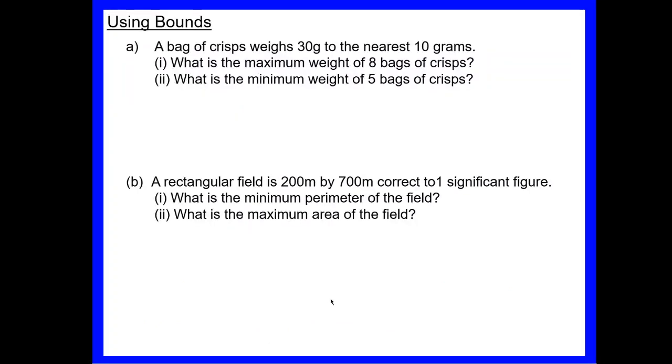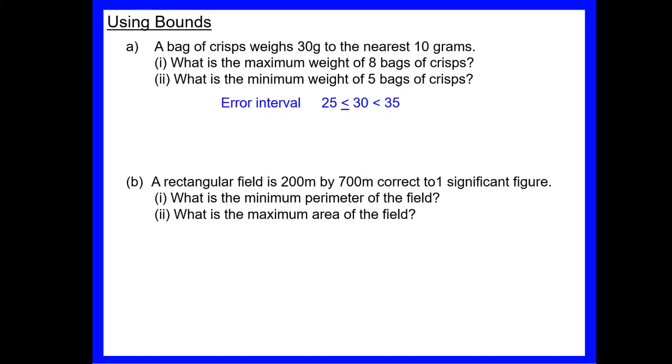Sorry, there we are, at problem solving. So how are we going to use these bounds? We've got a bag of crisps that weighs 30 grams to the nearest 10 grams. We want to know the maximum weight of 8 bags and the minimum weight of 5. The best way to start any of these types of questions where they've told you that something has been rounded is with our error interval. If it's been rounded to the nearest 10, half of 10 is 5.